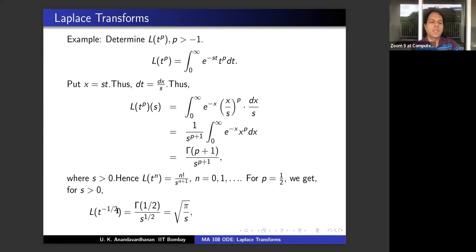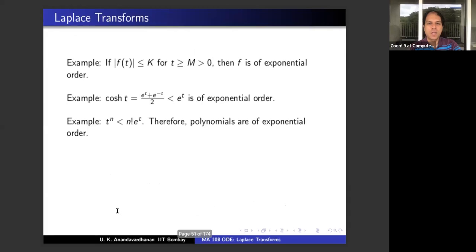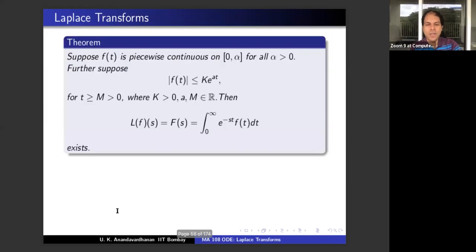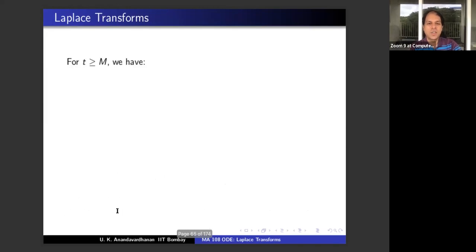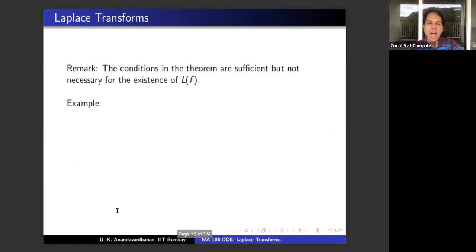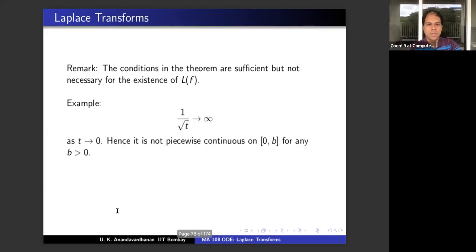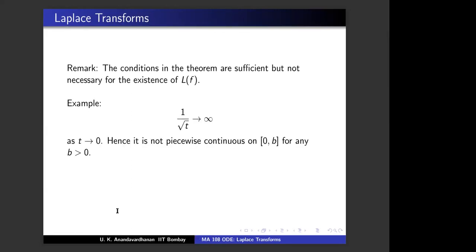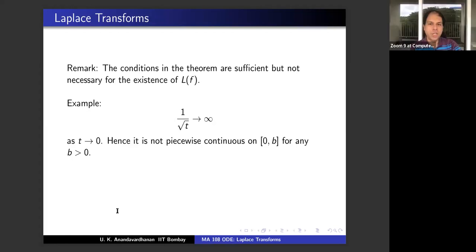Yes, t power minus half is of exponential order, but it is not piecewise continuous. I'm saying the condition is not necessary, because the sufficient condition was piecewise continuous and exponential order. Both should be satisfied. It is sufficient but not necessary, we are proving, because this function is not piecewise continuous on 0 to b for any b, but the Laplace transform anyway exists.